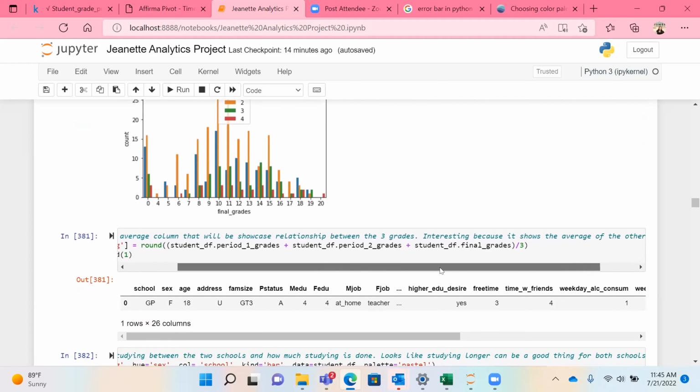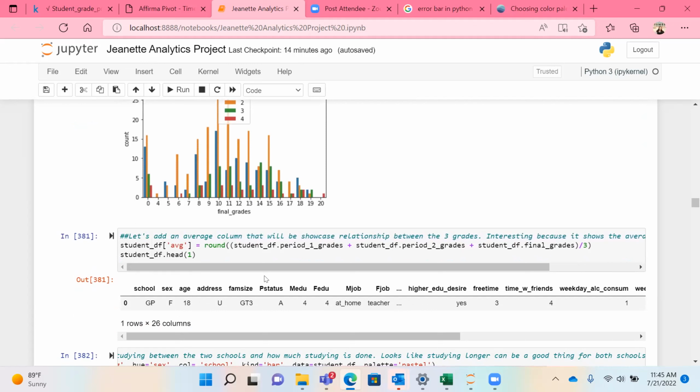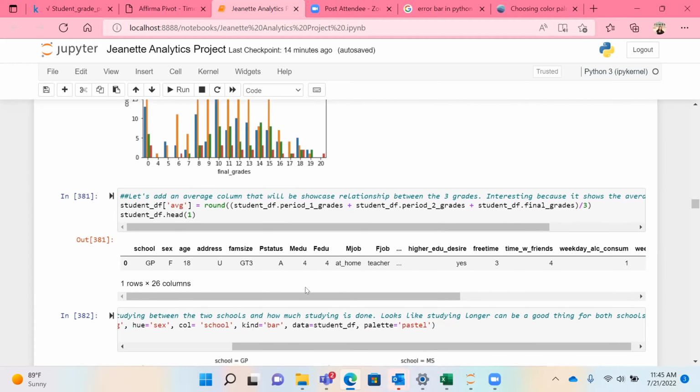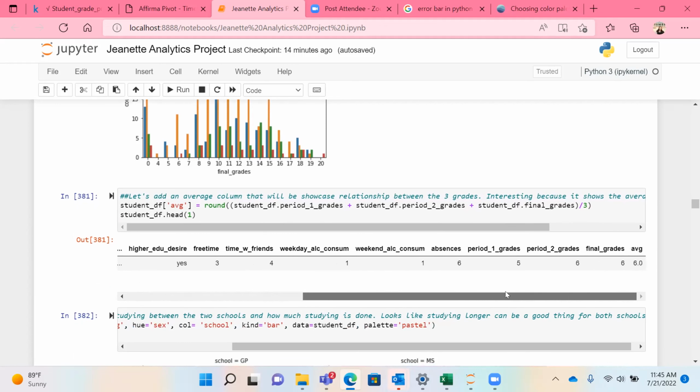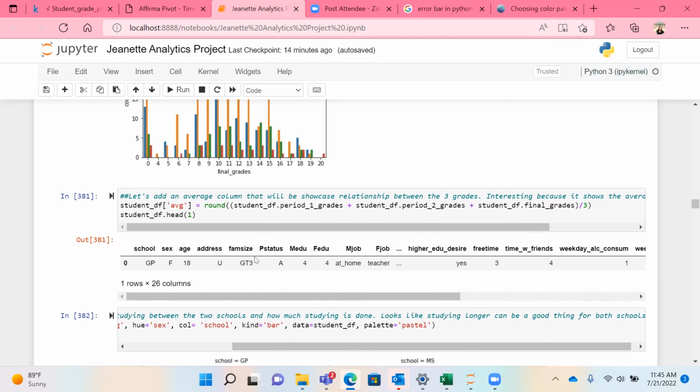I wanted to make an average column. I know that there was the final grade, but I wanted to average the 3 of them together just to see if that final grade was related to period 1 or 2, or if it was something that some individuals just do better in certain periods, which was cool. It actually gave me the average of everything, and I did not know I was going to do that. So I thought it was really interesting that a 6 was the average grade, considering a 20 is the best.